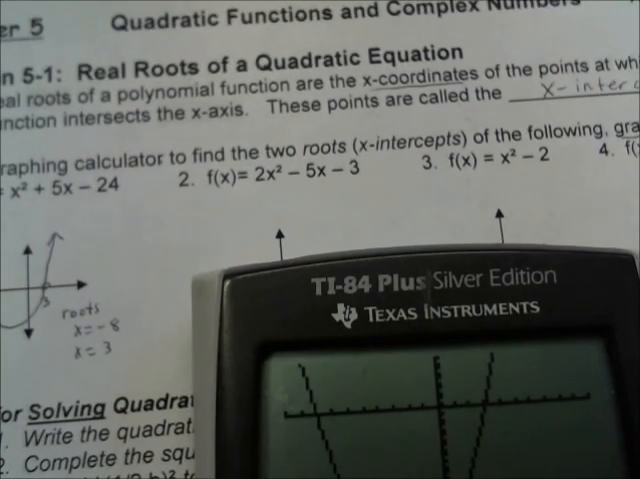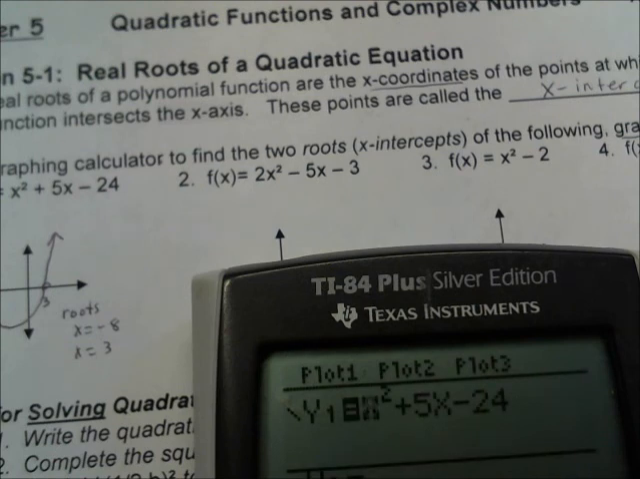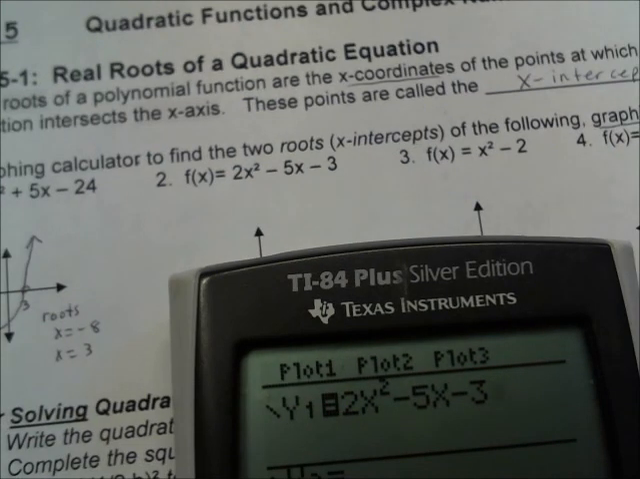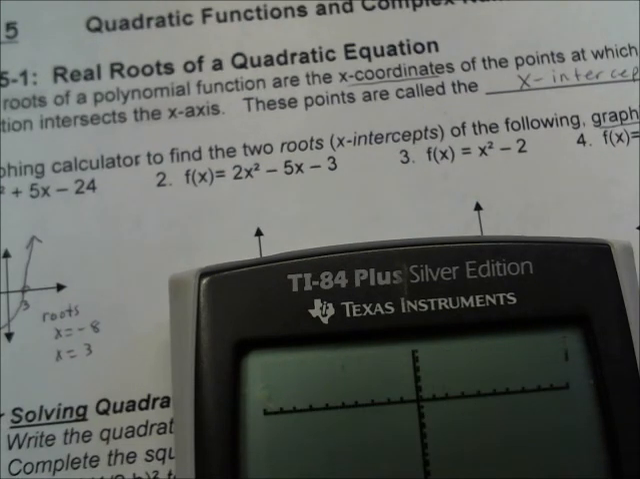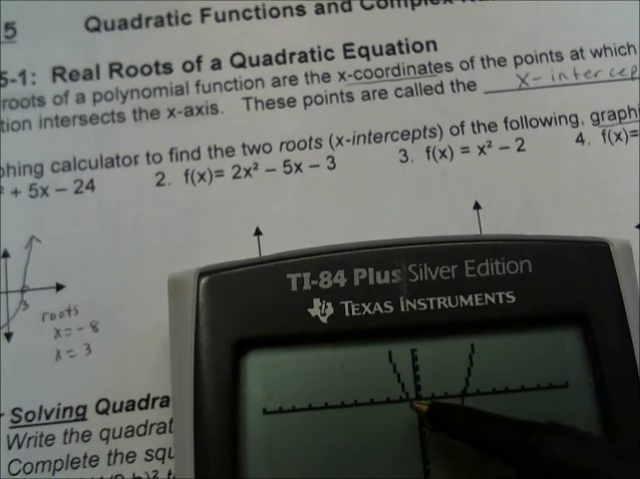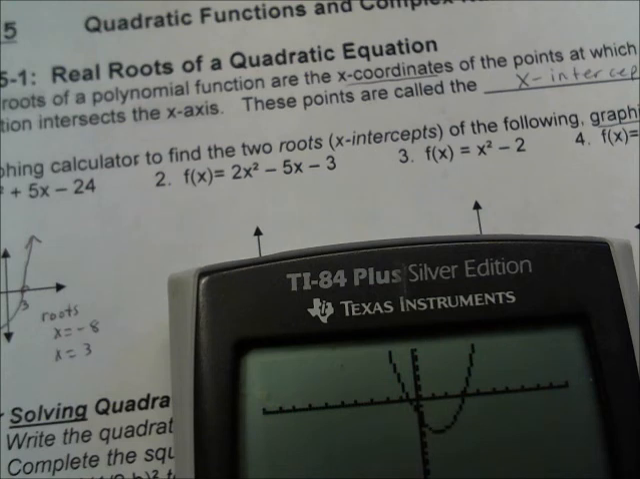Over here, if we want to do 2x squared, I'm just going to insert a 2. 2x squared, change the plus to a minus 5x, and change the minus 24 to a minus 3. If we want to graph that, we can press our graph button again, and this time it intersects right here, and it's actually between a couple of tick marks.